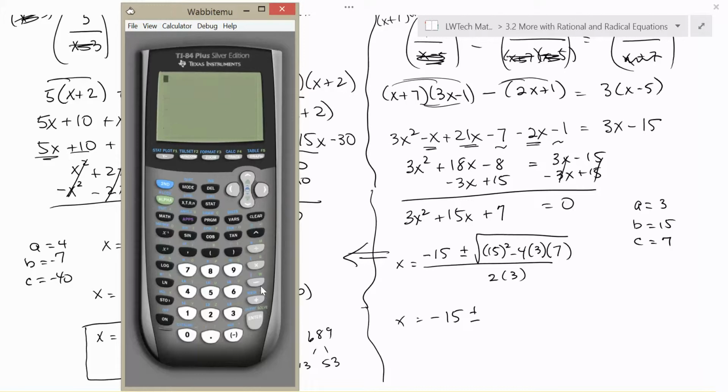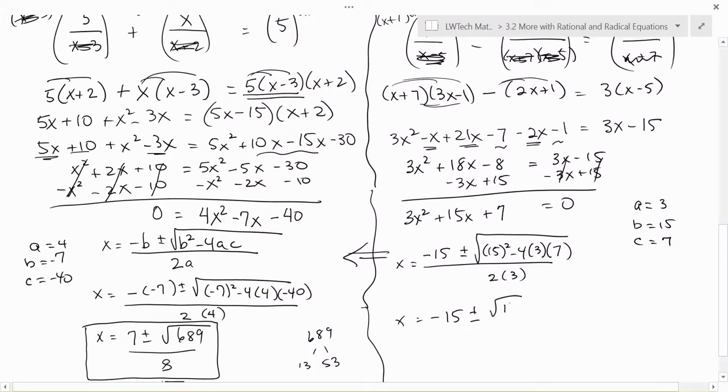Okay, let's see what we get here. 15 squared minus 4 times 3 times 7 is 141. Inside the square root, and then on the bottom 2 times 3 is 6.